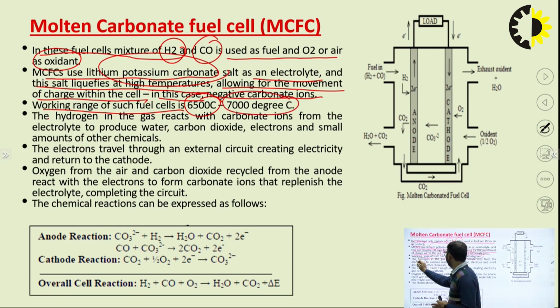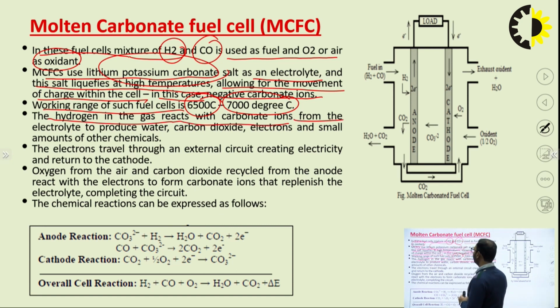Then the hydrogen in the gas reacts with carbonate ions from the electrolyte to produce water, carbon dioxide, electrons and a small amount of other chemicals.